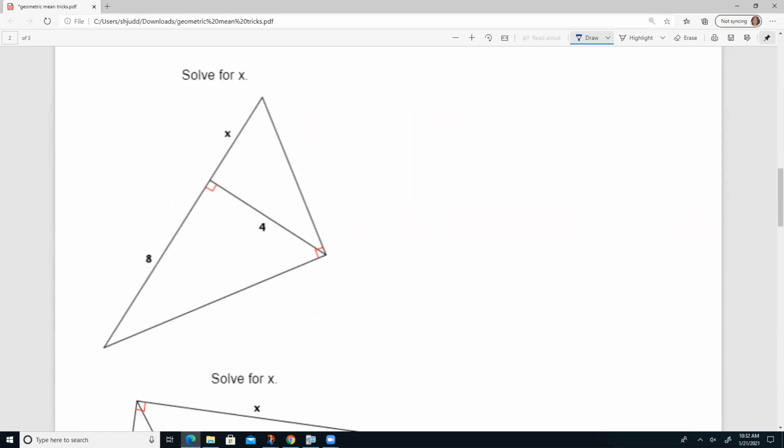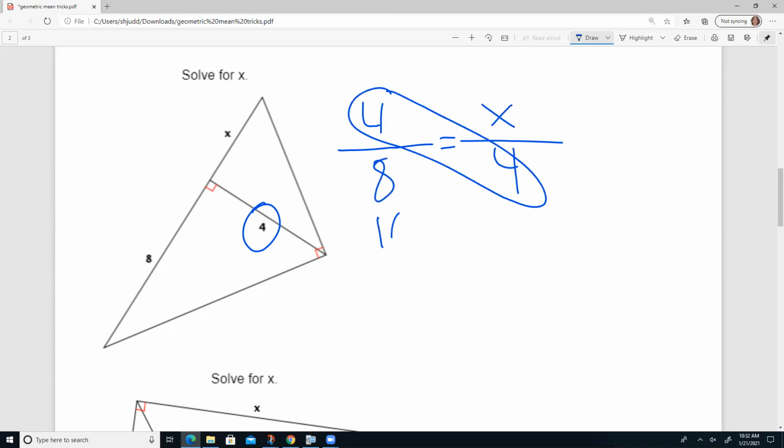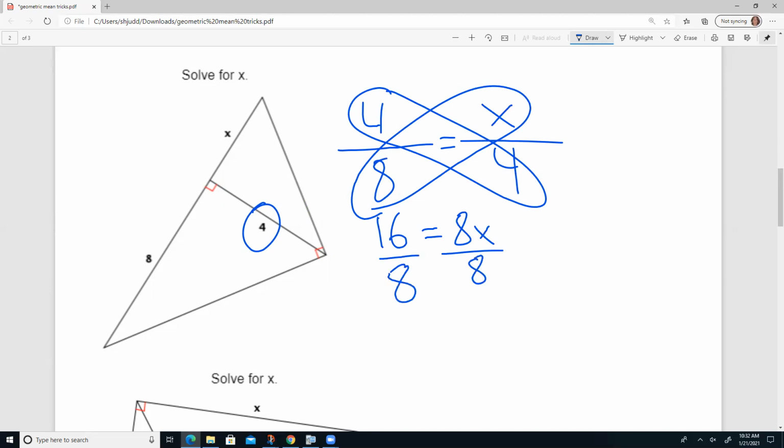Same thing here, we're given an altitude. In this case, our altitude is 4. So the 4 is what's doubled. And we'll write down our other two pieces. 4 times 4 gives me 16. 8 times x gives me 8x. So I need to divide by 8 on both sides. And x is equal to 2.